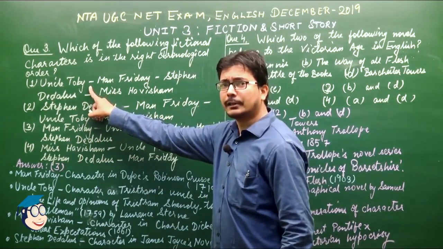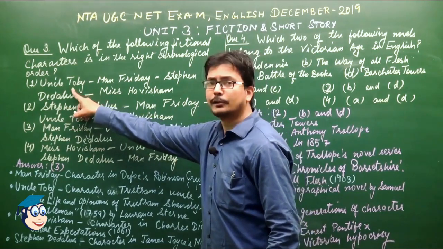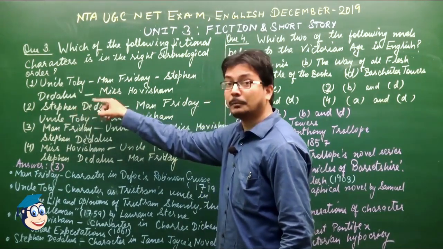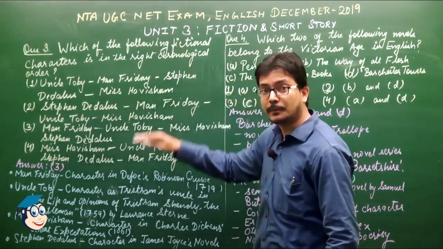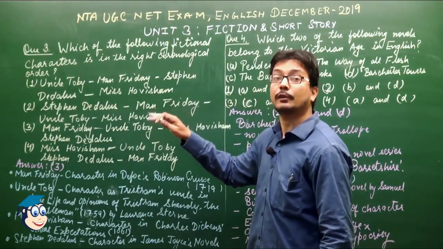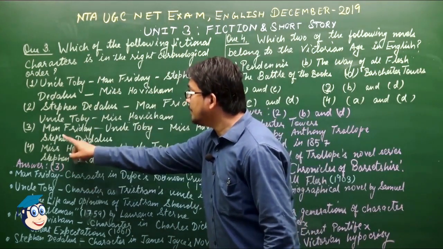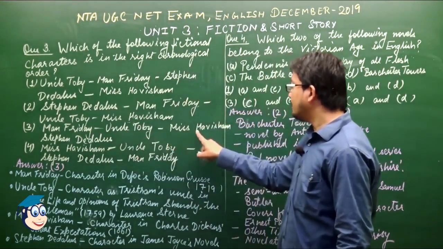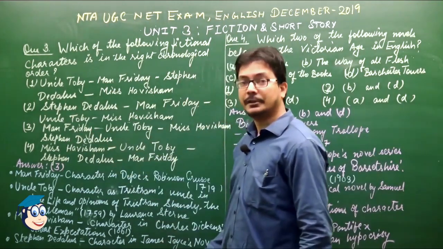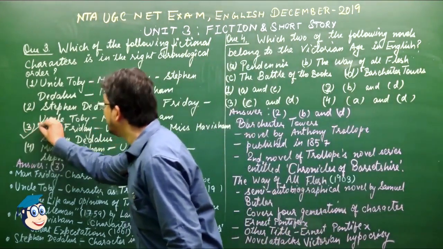In identifying the correct answer, you will have to see which character comes in which novel and when it was published, so that they are counted in the chronological sequence of publication year. The correct answer is 3. That means Man Friday, Uncle Toby, Miss Havisham and Stephen Dedalus. Let's take the correct answer.